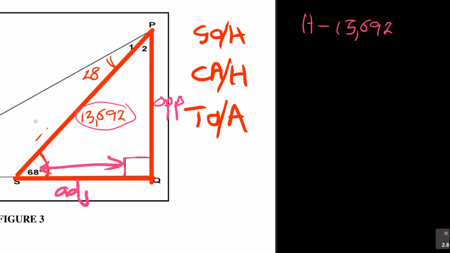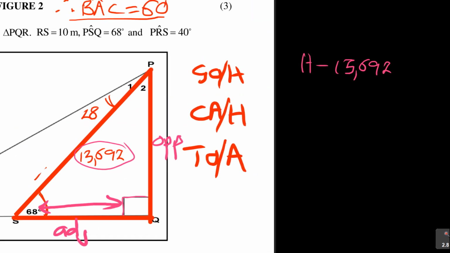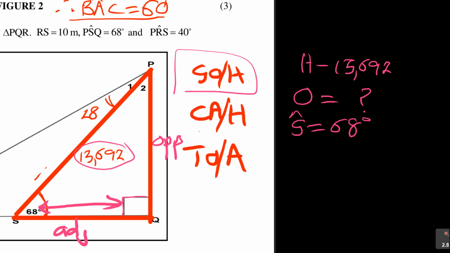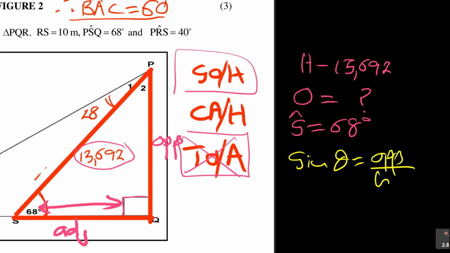Are you with me? So now what am I asked to find? I'm asked to find PQ. I'm asked to find my opposite, O. So which one links the two? I've got the angle, which is 68 degrees. When I've got the angle and I need O, two ratios can give me O, but the hypotenuse is what I have, so it's sine. Here I'm going to focus on sine. Sine theta is equal to opposite over hypotenuse.